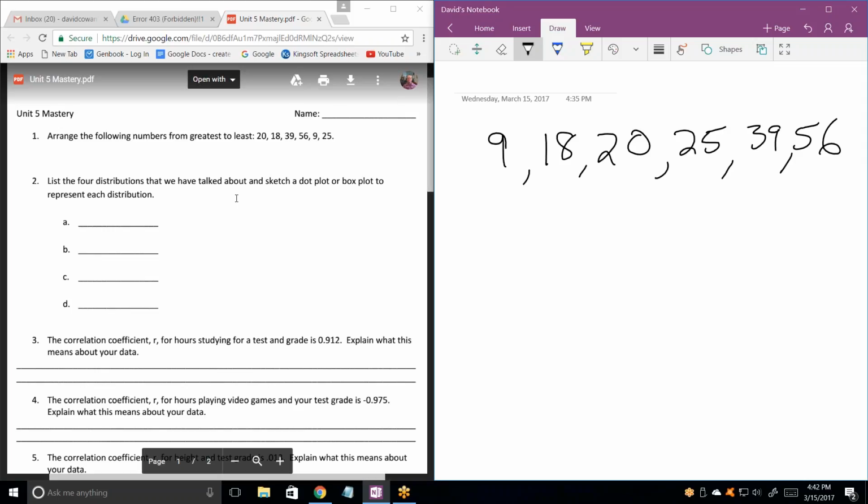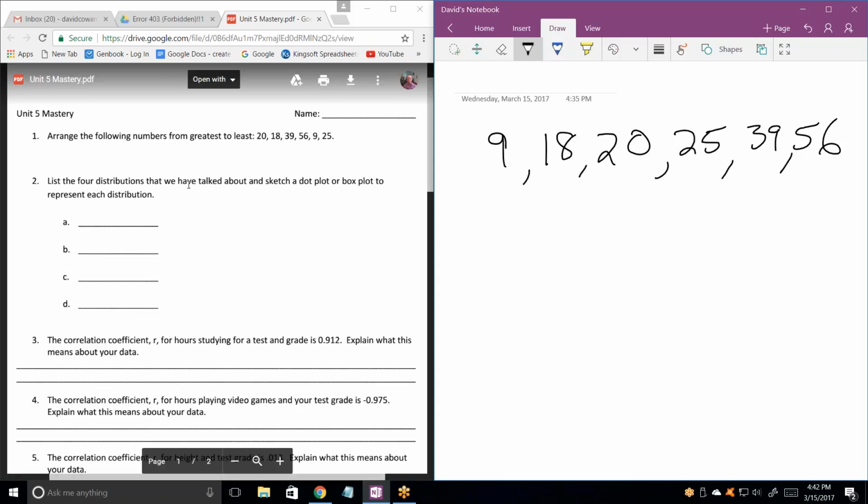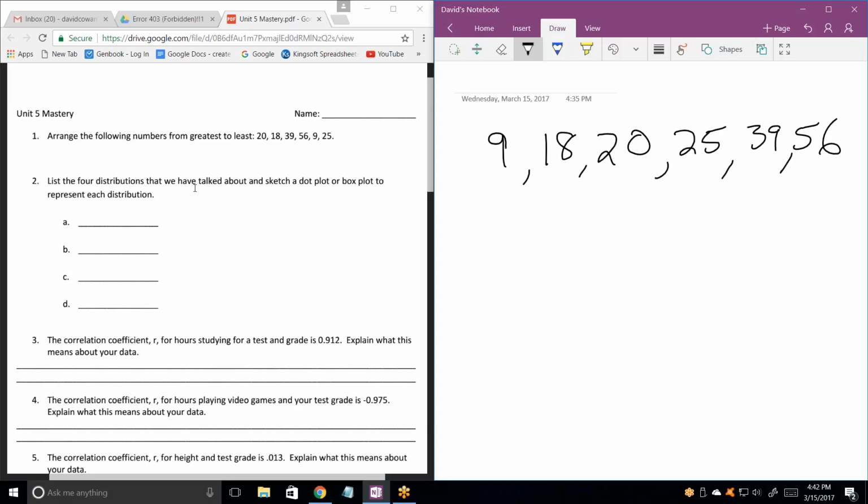List the four distributions and sketch a dot plot or box plot to represent each distribution. What four distributions are they talking about? I do not really remember too well. Well, I don't know either. I don't know what four distributions they're talking about.